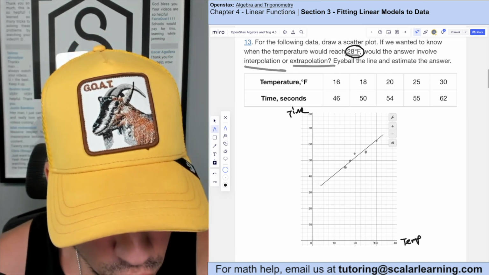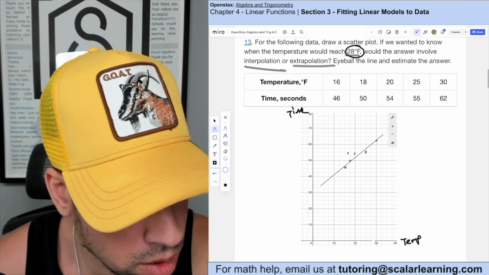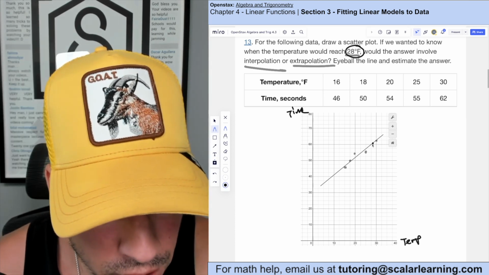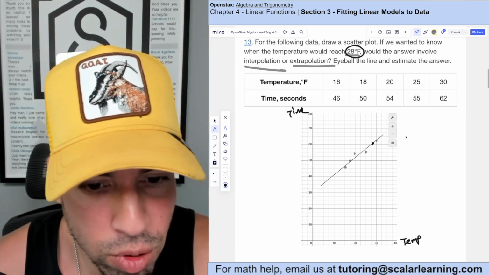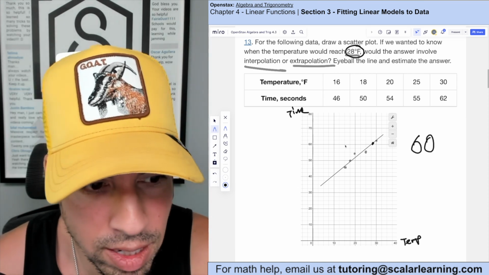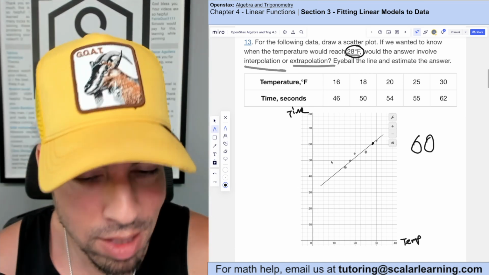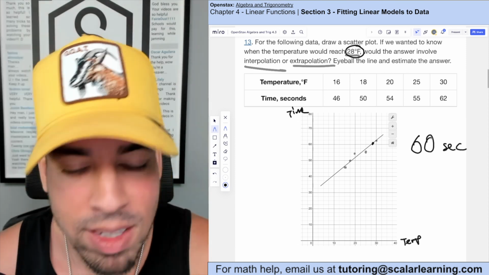When we're talking about estimating the time for 28 degrees Fahrenheit, we want to look here and say, here's temperature, 28 degrees Fahrenheit. We're going to bring it up, and that hits about here on the line of best fit. And that's pretty darn close to 60. And again, we're talking about the y-axis time, so that would be an approximate 60 seconds.